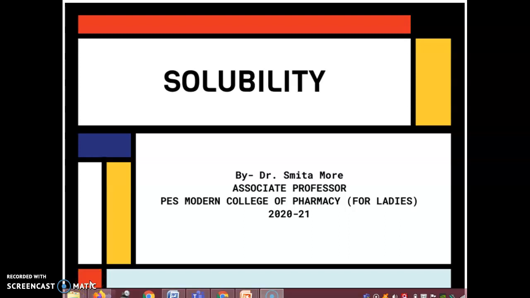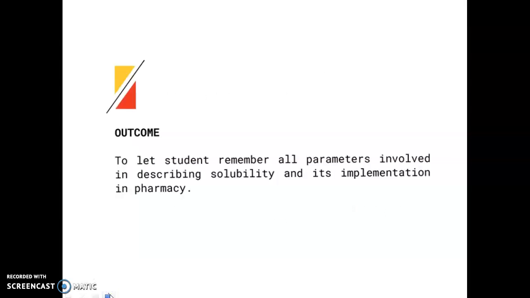Hello students, we are going to do the revision on solubility. Let us see what are the parameters which are there in the solubility chapter. So first of all, we had dealt with various definitions and other parameters. In order to understand those, let us see the outcomes of solubility.